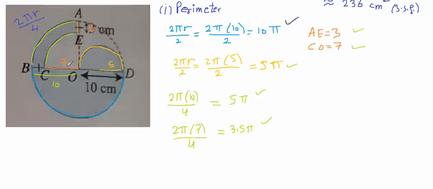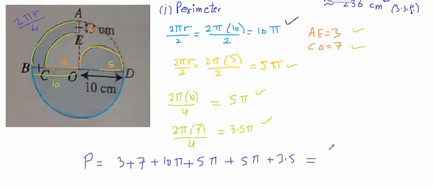Okay, so now we will just add all these, so that will be the perimeter. So we can say that the perimeter is equal to the length 3 plus the length 7 plus this 10 pi plus this 5 pi plus this another 5 pi plus this 3.5 pi. So using the calculator, it's 83.827. So if we round it to 3 significant figures, it is 83.8 centimeters.